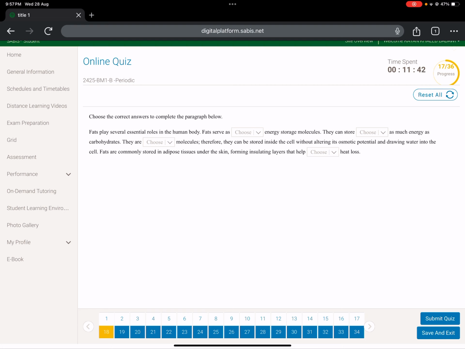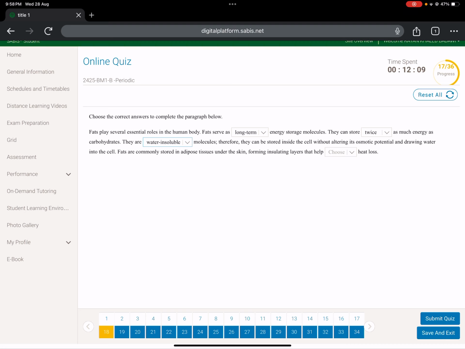Now they're asking us to fill in the blanks. Fats play several essential roles in the human body. So fats serve as, remember, long-term energy storage molecules. Fats store the most energy, twice as much energy as carbohydrates. And they are water insoluble. Therefore, they can be stored inside the cell without altering its osmotic potential and drawing water into the cell.